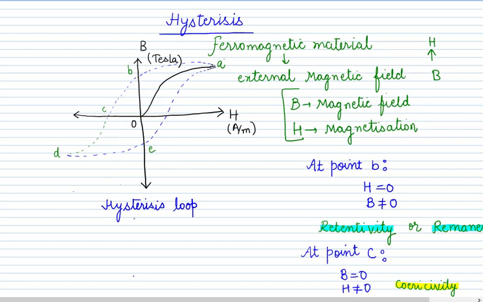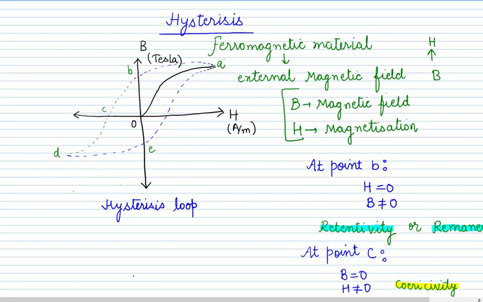Hysteresis means lagging behind. As you can see through the graph, this graph is lagging behind the original one. So this loop we call a hysteresis loop, and this is a peculiar property of all ferromagnetic materials. They all make a hysteresis loop. So let us go once again.